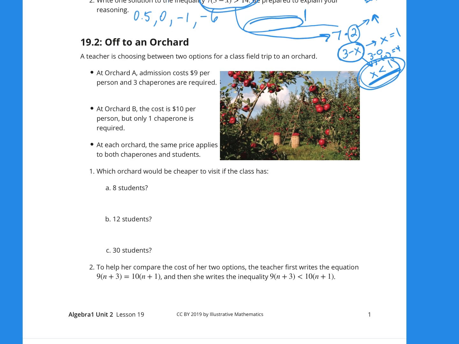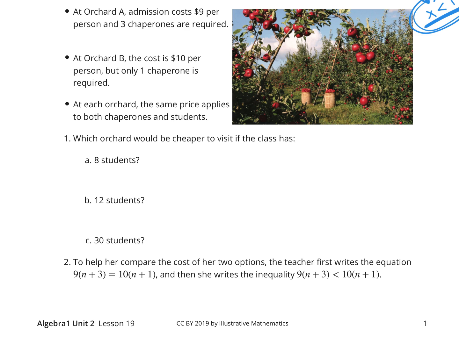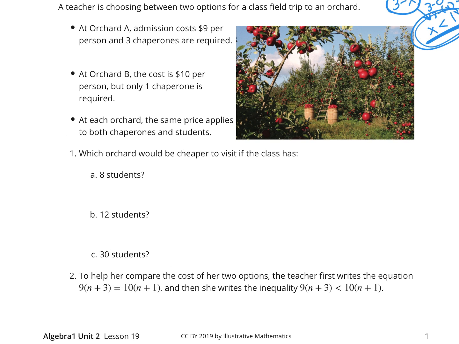All right, so question A, which orchard would be cheaper to visit if the class had 8 students, 12 students, or 30 students? So with 8 students, if I was to go to Orchard A, I would have to pay first the 3 times 9 for the chaperones, plus 8 times 9, which is essentially just 9 times 8 plus 3, which is just 9 times 11, which is 99.